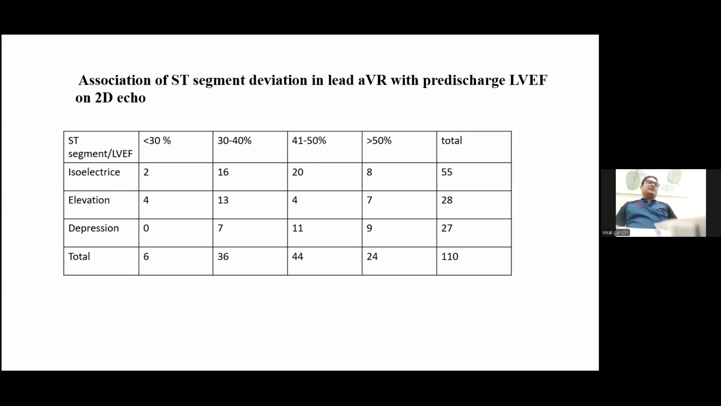With the patients with ST elevation in AVR, when we correlated with the EF, most of the patients had an EF of 30 to 40%, like 13 out of the 28. Nearly 50% of the patients had ST segment elevation, and 11 patients with ST segment depression had a 41 to 50% EF out of 27 patients.